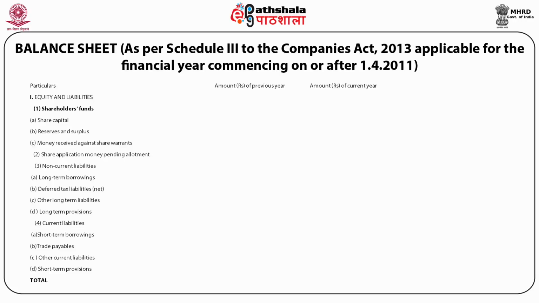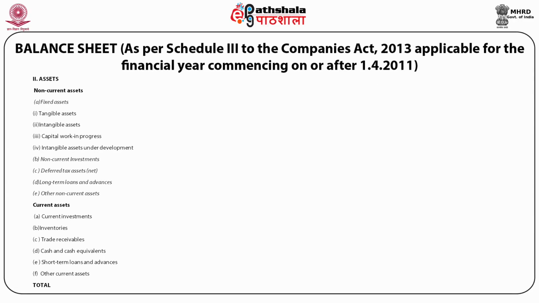These are the items which should be shown under equity and liabilities, and it should be remembered that all these items as per Schedule 3 to the Companies Act 2013 should be disclosed in the balance sheet in the financial years which are commencing on or after 1st April 2011.